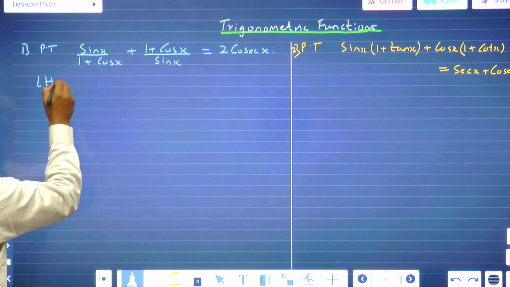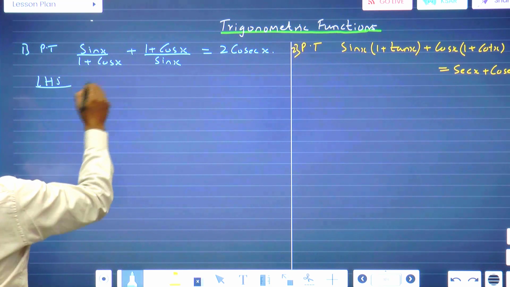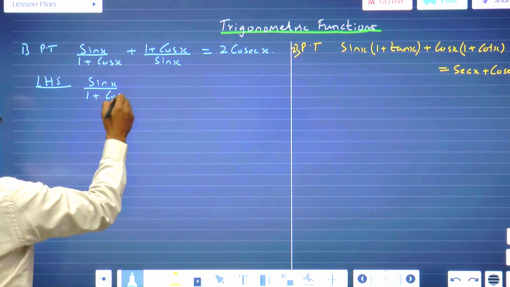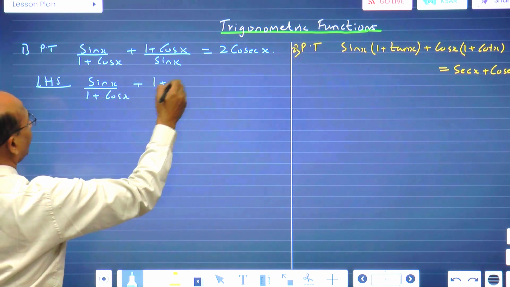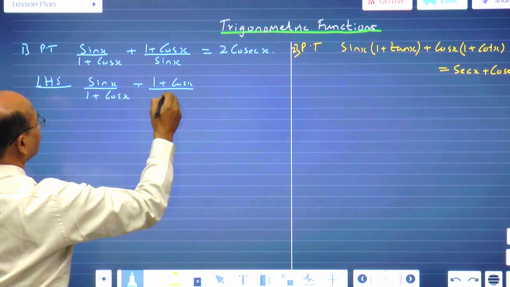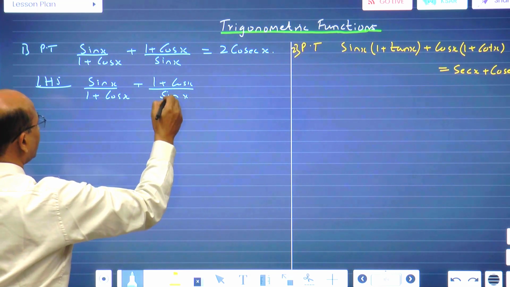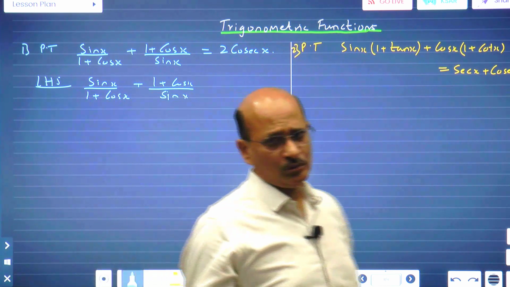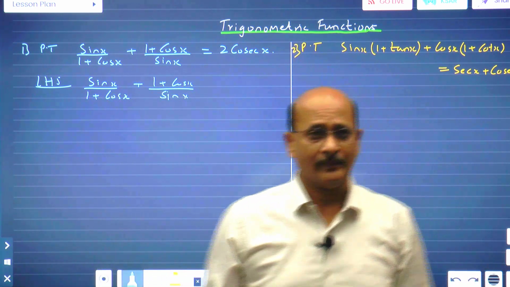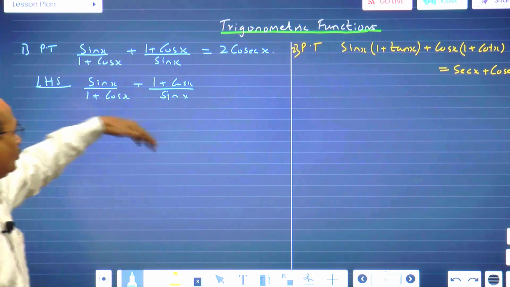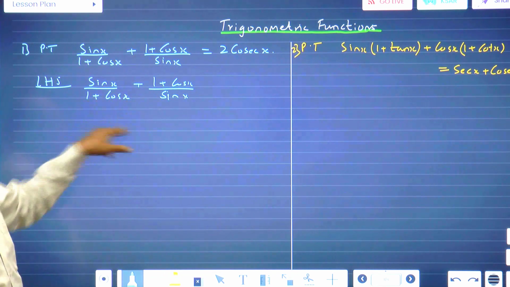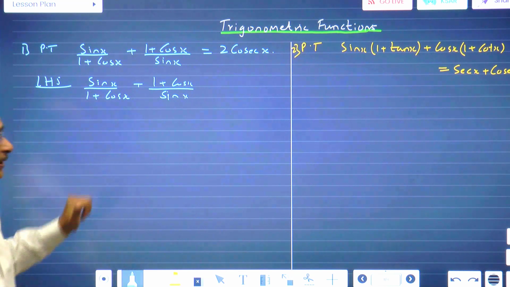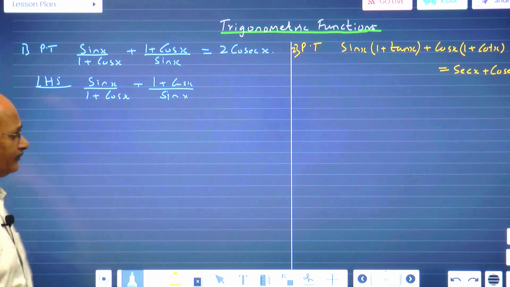If you see LHS, I am writing here LHS as sin x upon 1 plus cos x plus 1 plus cos x upon sin x. Now let this session be a little bit interactive, guys. You can switch on your mic whenever I ask you, or you want to answer something. So tell me now, I want to go further. Everything is in terms of sin and cos. Does anybody have any suggestion what we can do further for cutting the right side? Yeah?